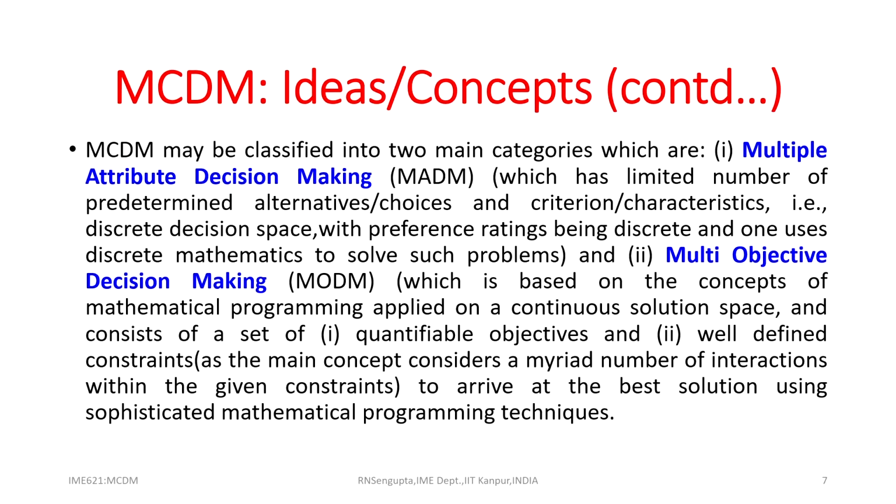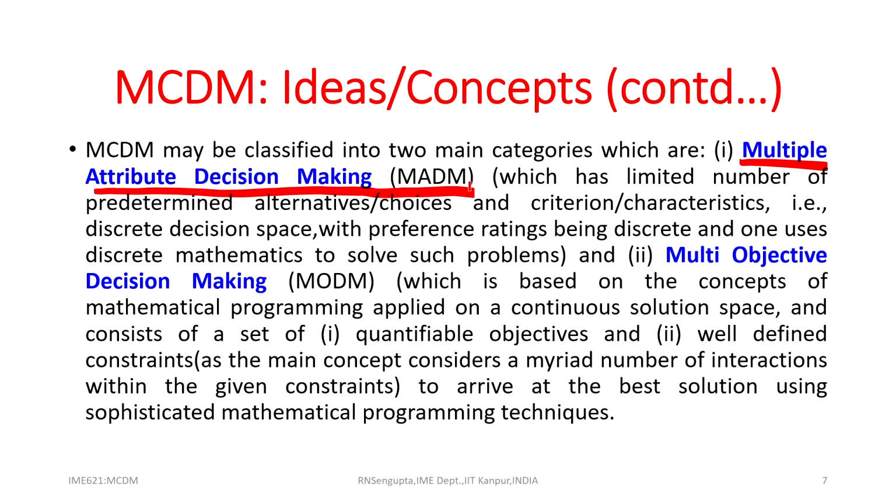MCDM may be classified into two main categories, which is, as I said, MCDM is basically the broader umbrella, the superset, under which you have the multiple attribute decision making.